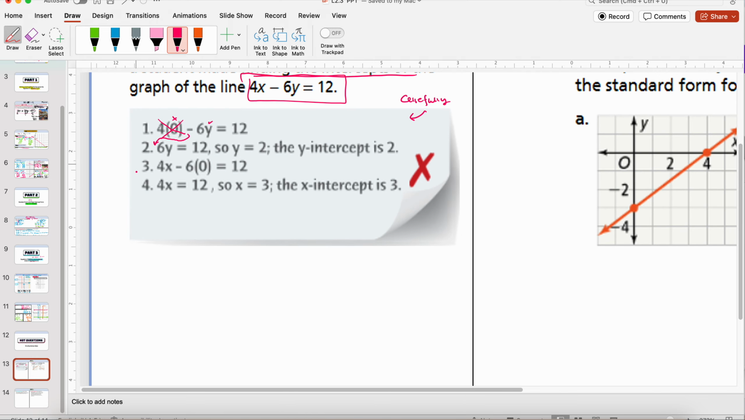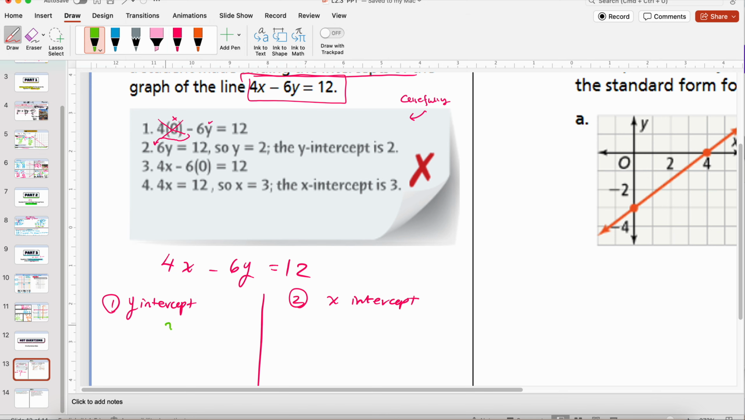I'll do it myself. So 4x minus 6y equals 12. To graph the equation, I'm going to first find the y-intercept, then find the x-intercept. Y-intercept means x equals 0. So let's take my equation.